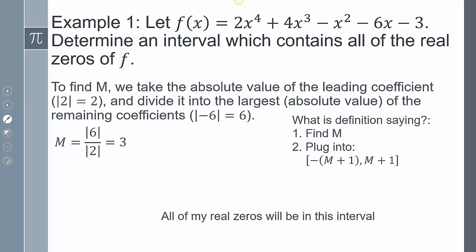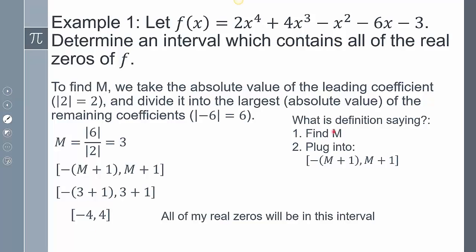Then I take that 3 and plug it in for m into my bounds. And so I get negative 3 plus 1 and 3 plus 1, so my interval is negative 4 to positive 4. The interval in which all of my zeros are going to lie is negative 4 to positive 4.